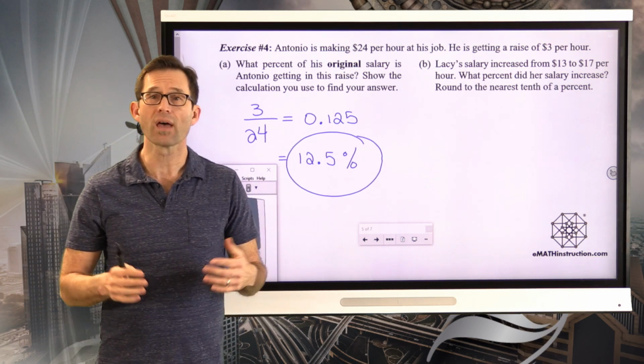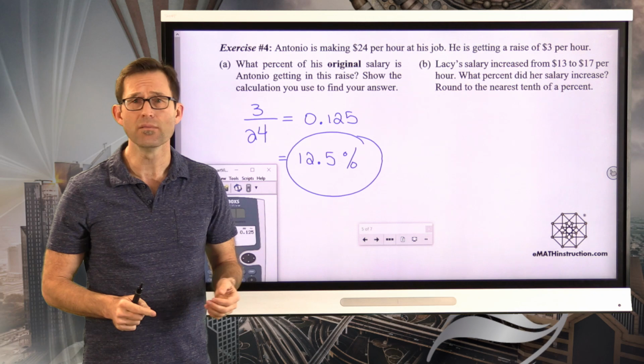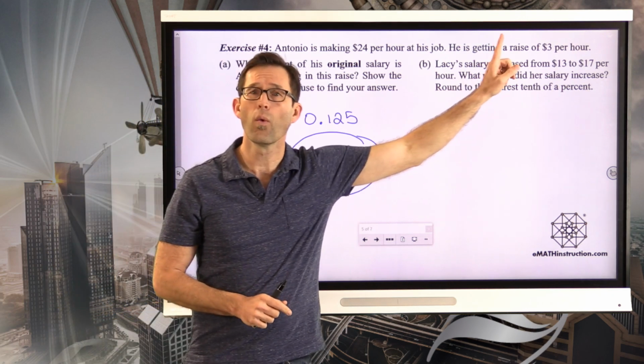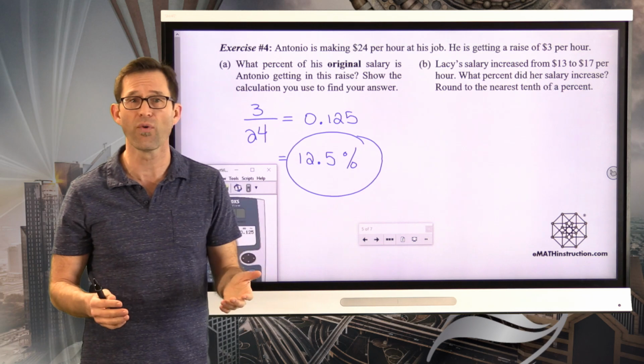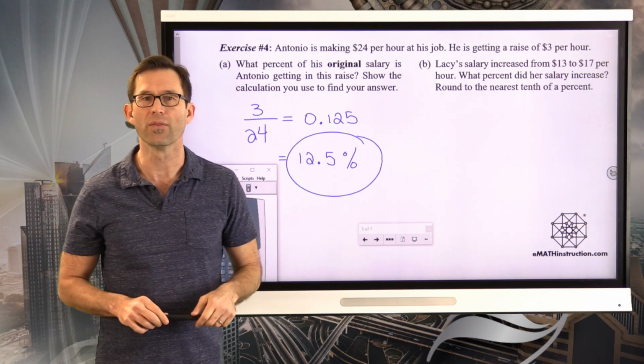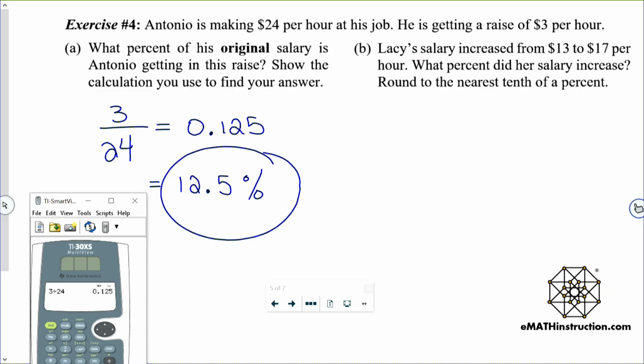Now, that problem is actually fairly easy because it's sort of, well, what percent does 3 represent compared to a total of 24? Let's take a look at letter B, though. Lacey's salary increased from $13 to $17 per hour. What percent did her salary increase, rounded to the nearest tenth of a percent?